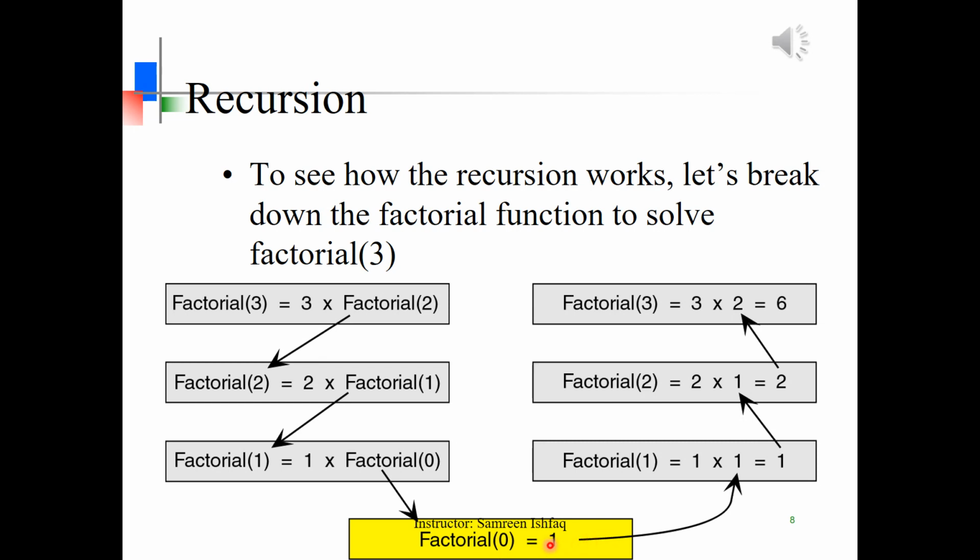We know that if the value of n is equal to 0, then the answer is 1. So the function then returns in reverse order to complete the solution. We will return the answer of factorial of 0 to the calling function. So we can calculate now factorial of 1. Factorial of 1 is equal to 1 multiplied by 1 is equal to 1. So we will return the answer of factorial of 1 to the calling function. Now we can calculate factorial of 2, that is 2 multiplied by 1 is equal to 2. 2 is returned to the calling function and then we can calculate the factorial of 3. 3 multiplied by 2 is equal to 6 and that is your final answer.